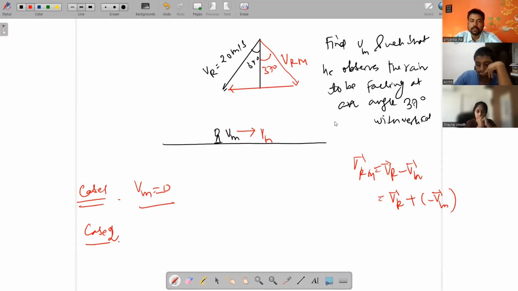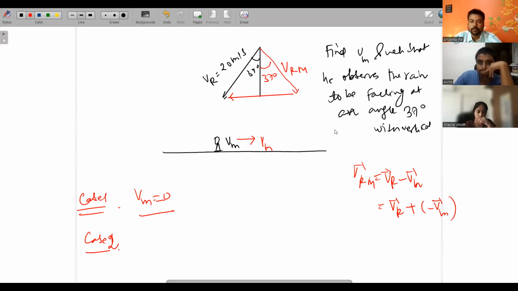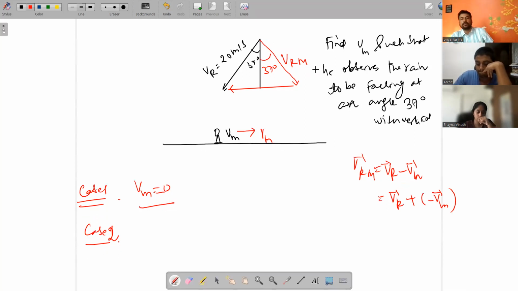Now, is there any velocity? So this man will observe that rain is falling at 37 degrees. So the speed of rain will be 20 meter per second only, the same speed. That is missing in the question, I did not mention that. So this will also be 20. So you have to find this Vm, that is minus of Vm. So this is 20.